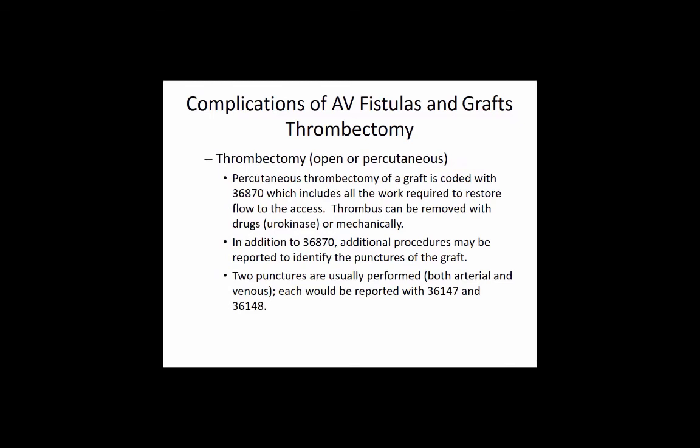Let's look at complications in a little more detail, especially a thrombectomy. A percutaneous thrombectomy of a graft is coded with code 36870. That includes all the work required to restore flow to the access. That thrombus, that blood clot, can be removed with drugs like urokinase or mechanically removed. In addition to the 36870, additional procedures may be reported to identify the punctures of the graft. 2 punctures are usually performed, both arterial and venous, and they will be reported with 36147 and 36148.